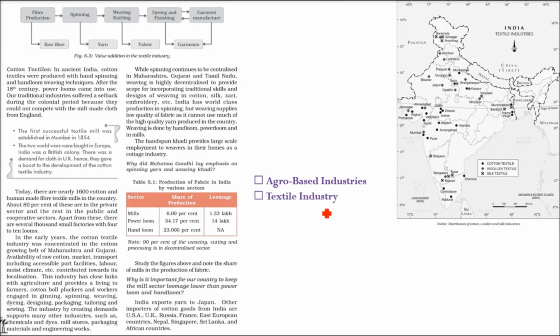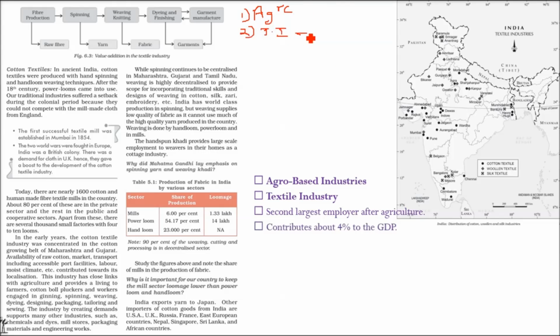So the first thing is the textile industry. The textile industry becomes very important. Why? We know that most of the people in our country are involved in agriculture. This is the first one. The second largest employer of the country is the textile industry. That is why it is so important. It is the second largest employer after agriculture, and it contributes around 4% of the GDP, gross domestic product. It is also the only industry which is self-reliant, meaning it is producing itself and consuming itself, not dependent on any other industry.